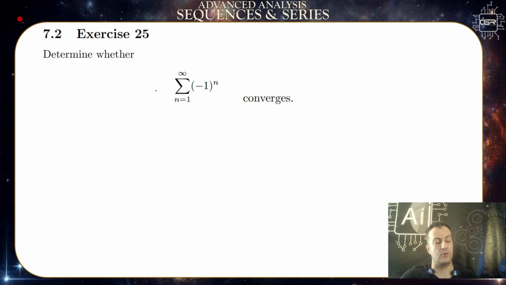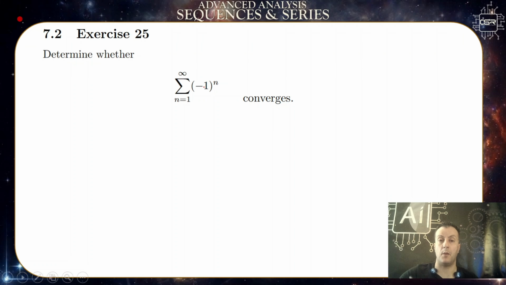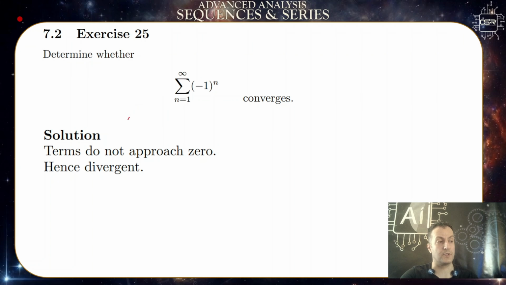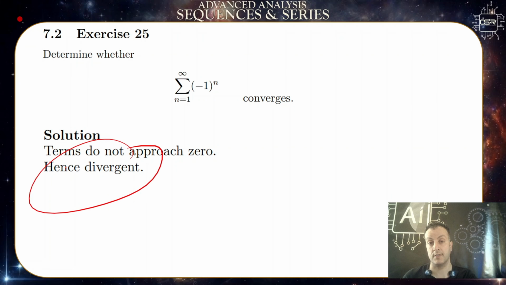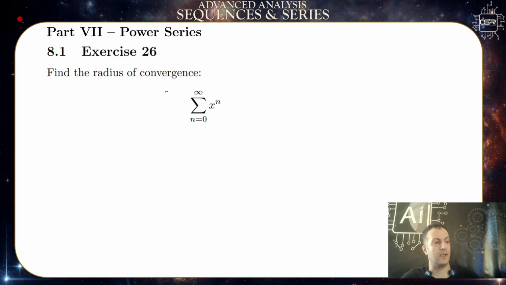Okay, determine whether the sum from n equals 1 to infinity of minus 1 to the power of n converges. Here we have an alternating series that keeps flipping between minus 1 and plus 1. For n odd, it is minus 1. For n even, it is plus 1. And it never changes, meaning that it keeps going back and forth between these two values, so it never settles on a value. Therefore, it is divergent. In other words, the terms do not approach 0, and this is why it causes the divergence of this series.